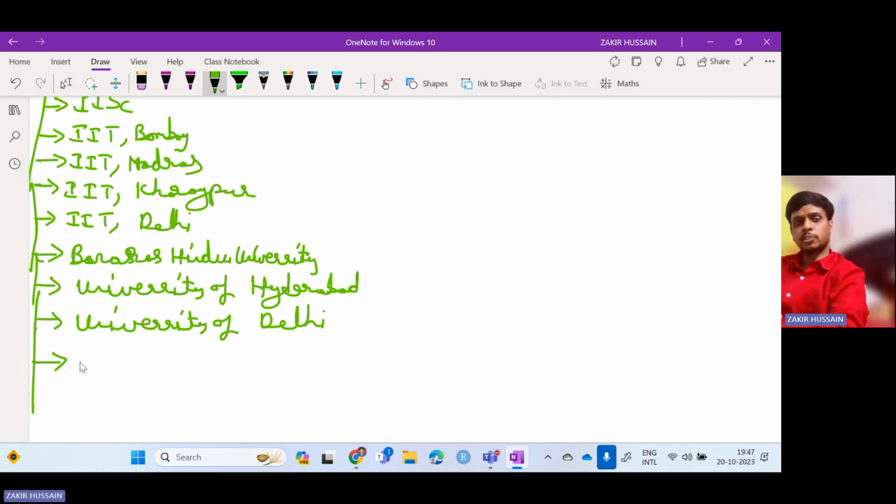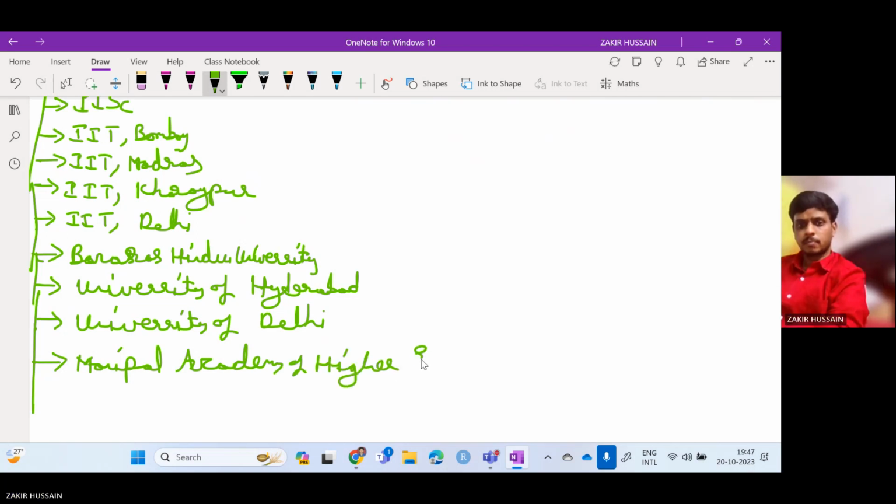Among them, the first institute is the Manipal Academy of Higher Education at Karnataka. Then OP Jindal Global University.